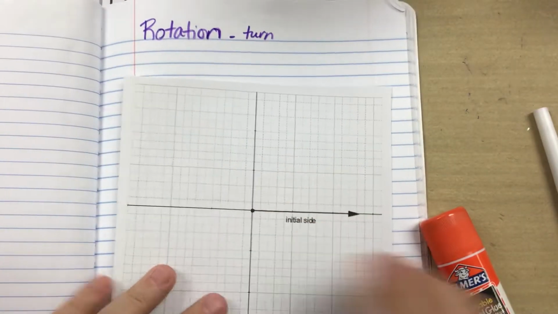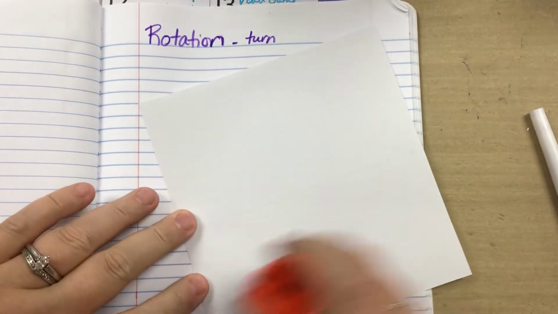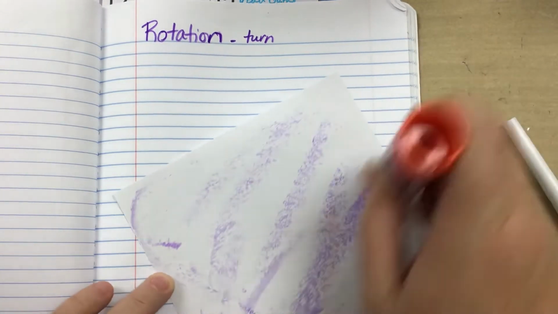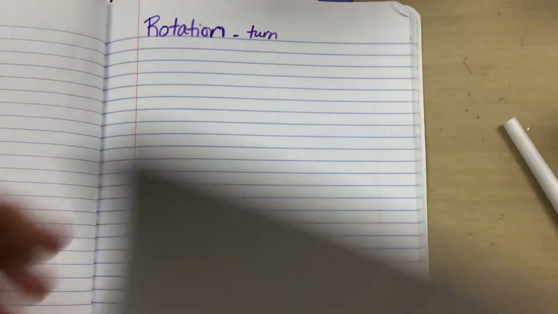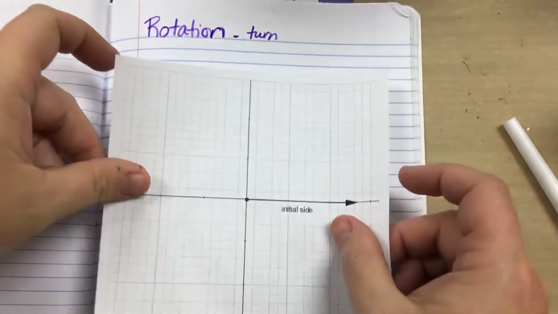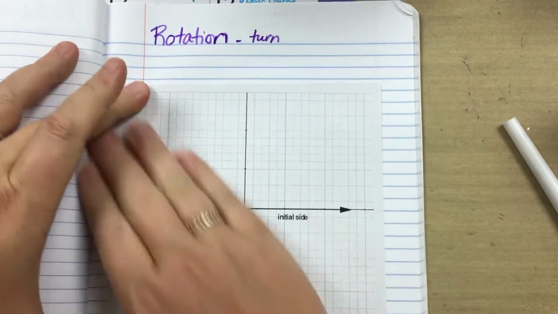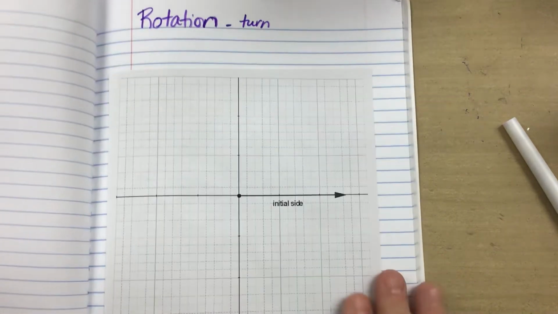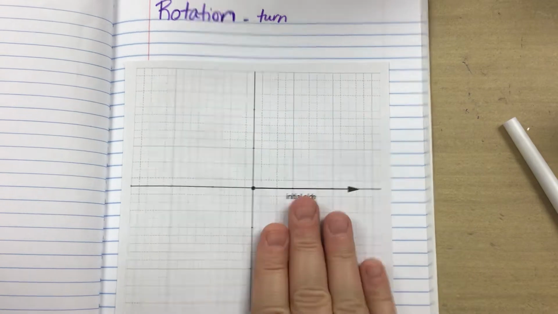First thing we're going to do is tape or glue our graph paper to our notebook, probably in about the middle spot here. So again, we're going to use our glue. If you'd rather use tape, you're more than welcome to do so. And please place it on the page so that you have the initial side, that ray, pointing to the right, going horizontally to the right. Okay, so there's step 1. We're attaching our graph paper.